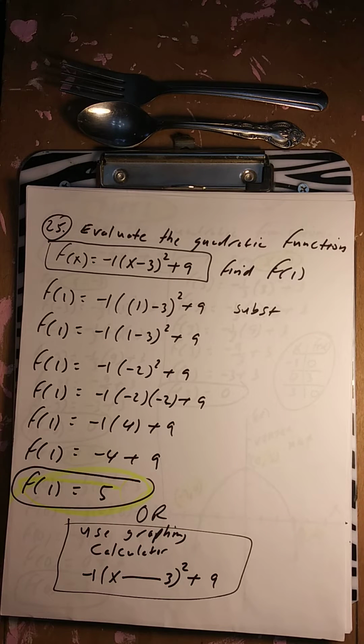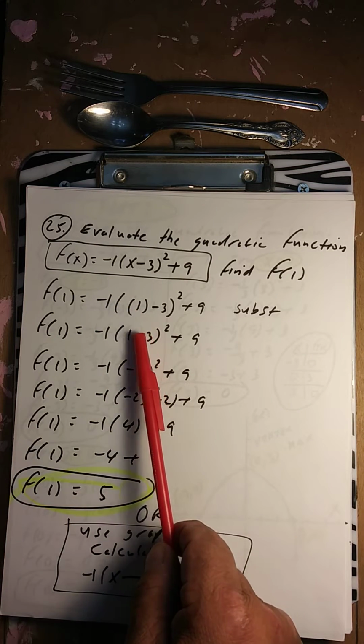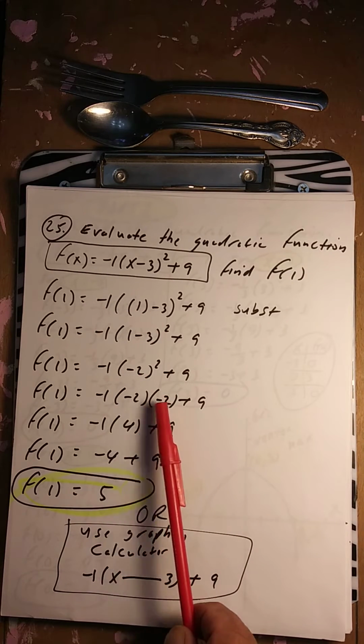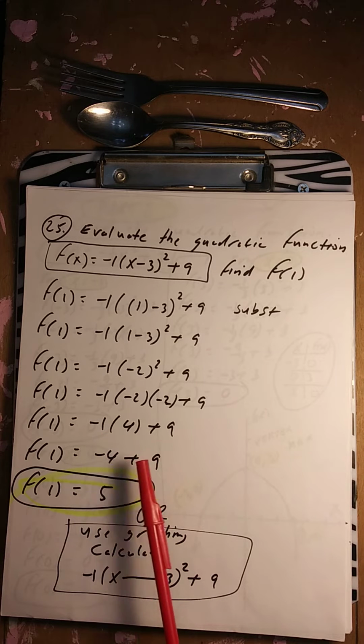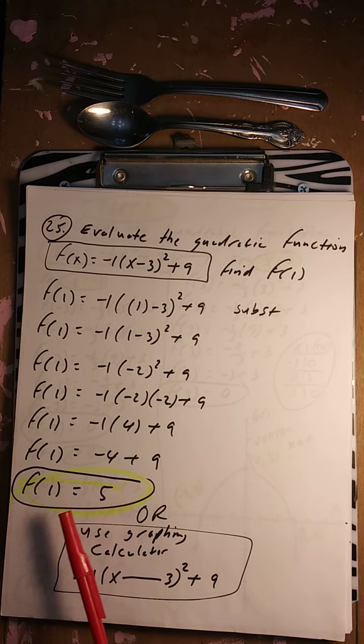Evaluate the quadratic function. Put f of 1 in there. Put a 1 in there for the x. So 1 minus 3 is negative 2. Negative 2 times negative 2 is 4. 4 times that, negative 4 plus 9 is a 5. So f of 1 is 5.